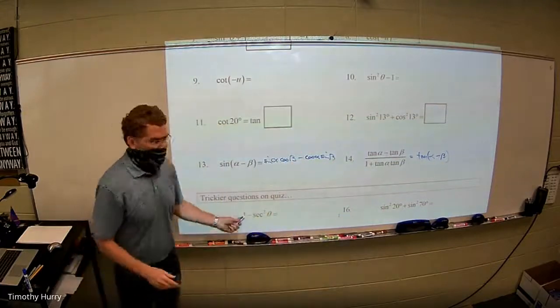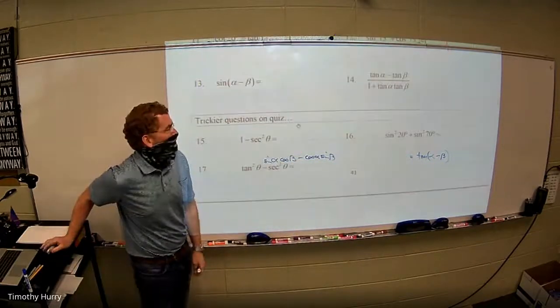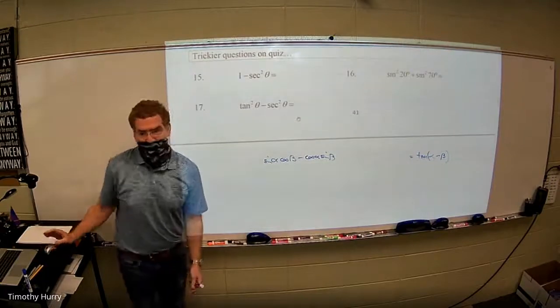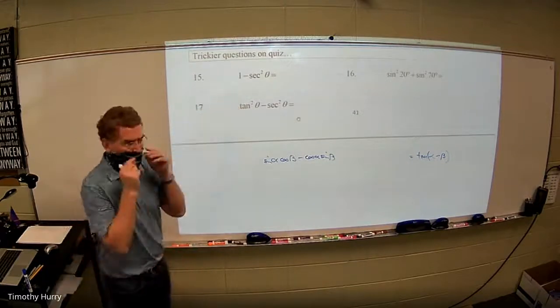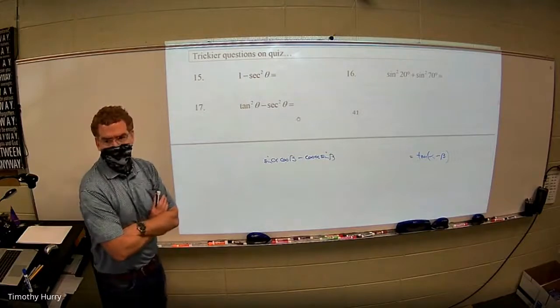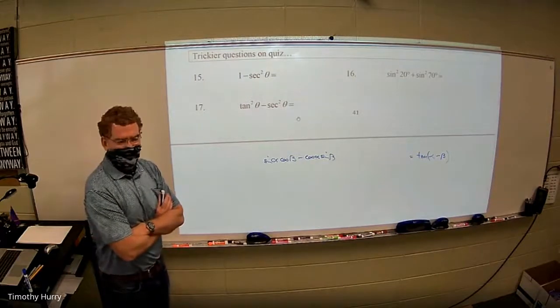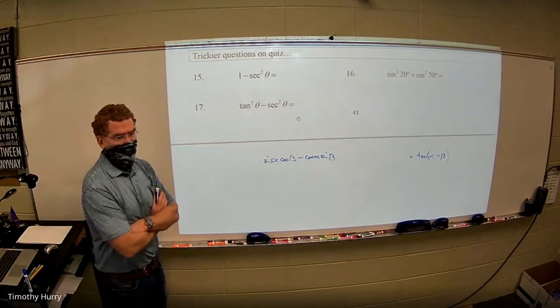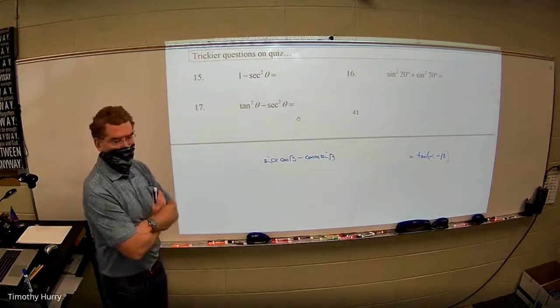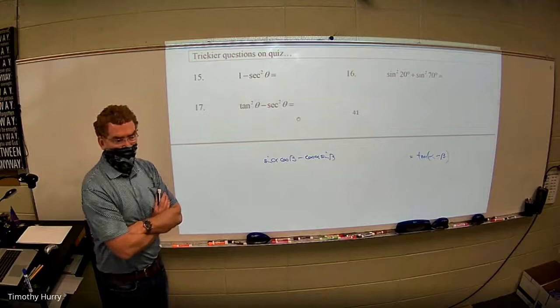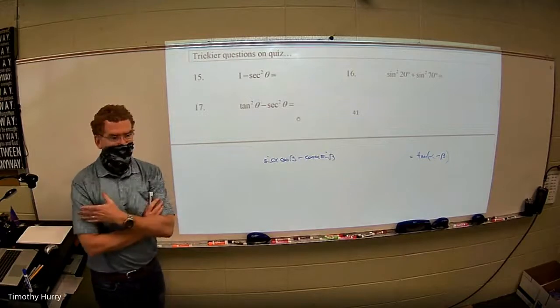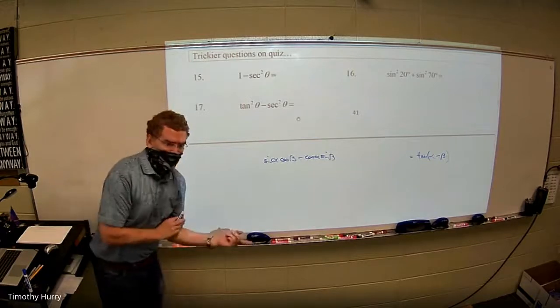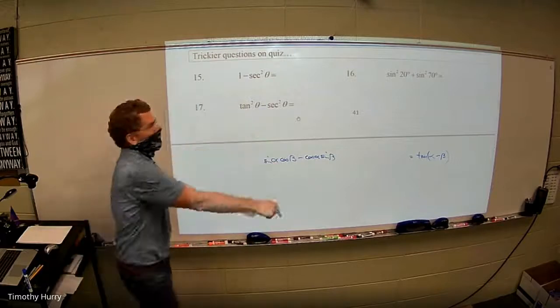All right, here's some trickier questions. When I say trickier, I don't mean like life-changing trickier, but some of them are a little trickier. What is that? Do you have an identity that has a 1 and a secant squared in it? Yeah, so what's the answer? You're right, tangent squared, you just missed it. Negative tangent squared, right? Because it's tangent squared plus 1 equals secant squared. So you would have subtracted the secant squared and you have to subtract the tangent squared.